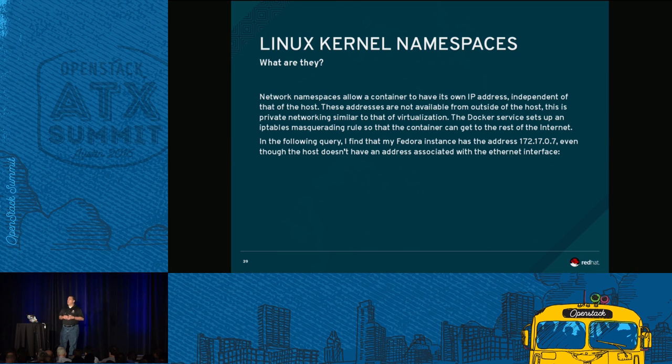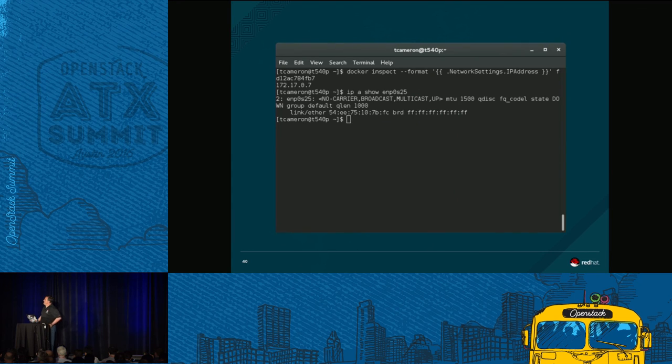Now, networking namespacing or network namespaces, pretty cool capability where basically it allows the container to think it's got its own IP address. It's not going to be in the network range of whatever your physical interface is. In fact, the Docker service will set up an iptables masquerading rule to make sure the container can get out to the rest of the internet. And in this example, let me just go to the page. I use docker inspect to take a look at the network settings IP address within the container that I've fired up.